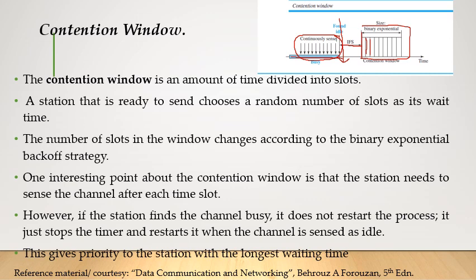However, if the station finds that the channel is busy, it does not restart the process from the first. It will just stop the timer and restart it when the channel is sensed as idle. So basically, here we are giving priority to the station with the longest waiting time. Different stations are given different contention window slots, and based on whoever has waited longer, the priority is given to that station. Anyway, we'll get a clearer picture when we see the flow chart of CSMA/CA.